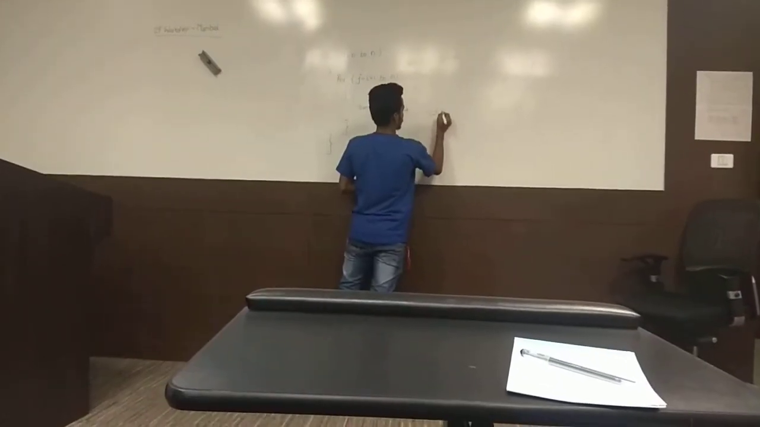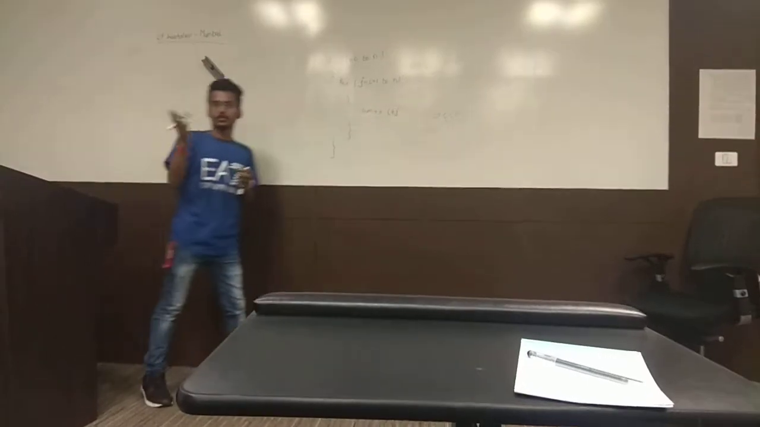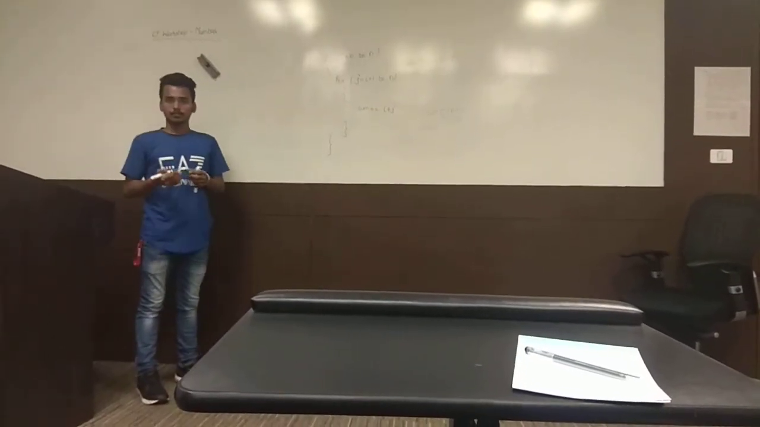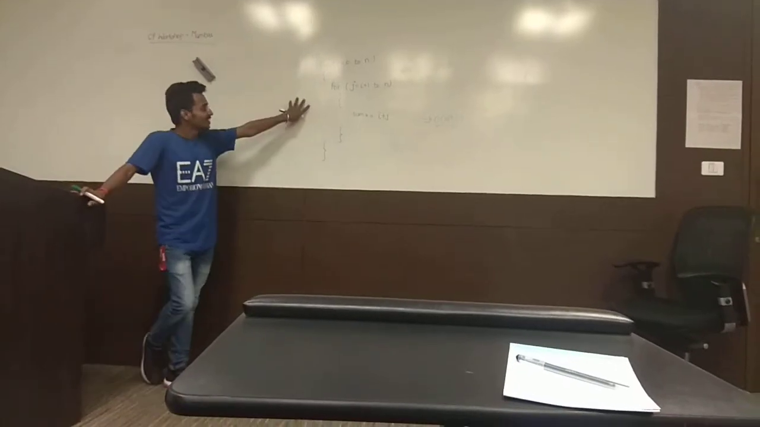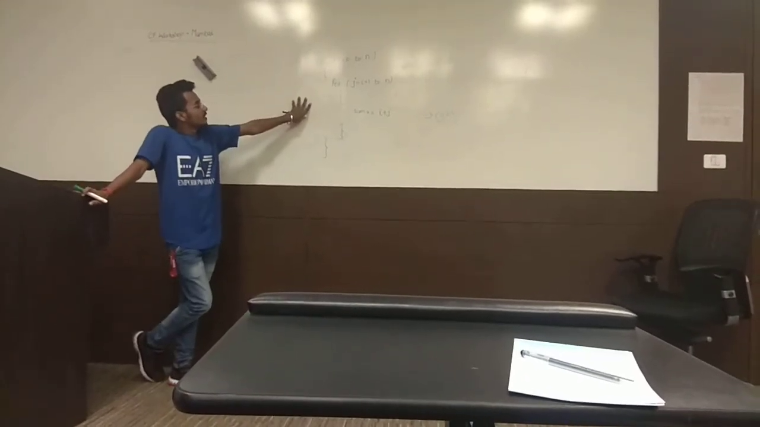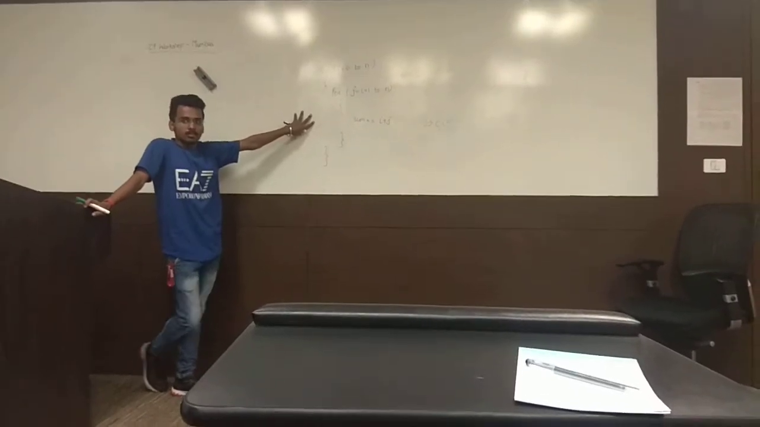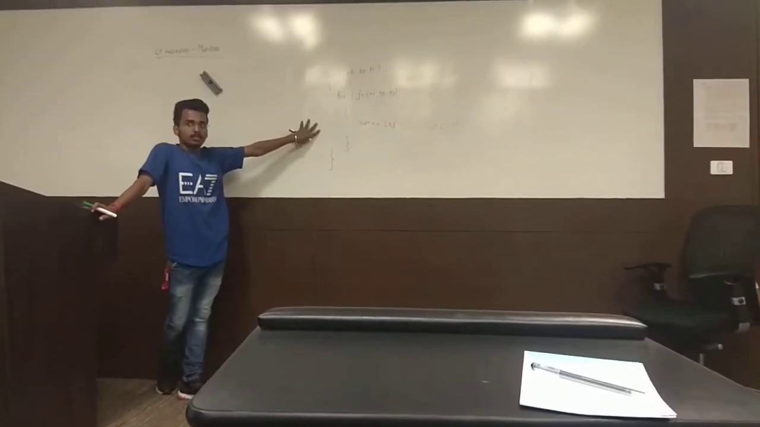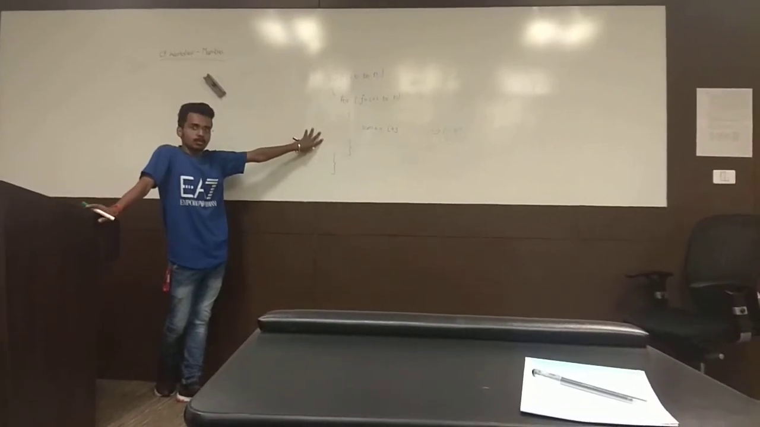Can anyone explain this? Anyone? Yeah, explain. For every i, the maximum number of times the j loop will execute is n times. Okay. So we are multiplying, we are taking the maximum number of times we need to do this. Okay. The loop is running.